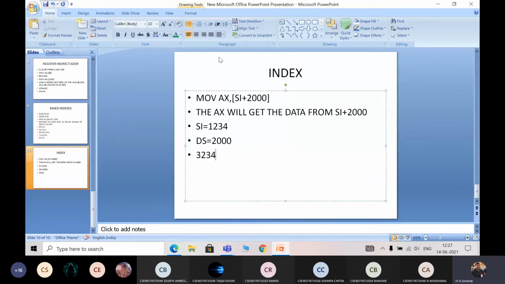So this is a value. Okay, we are adding this value. Now the 3234 will be an address. It is not a value, you know this one also. So the value which is present at this address will be moved into the AX.